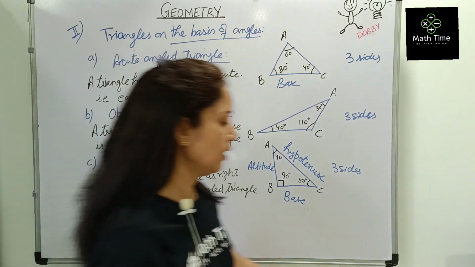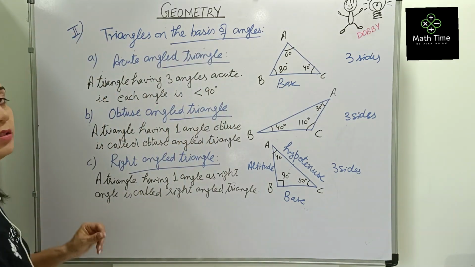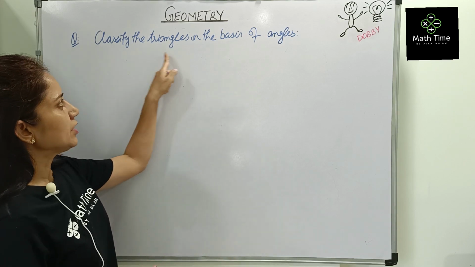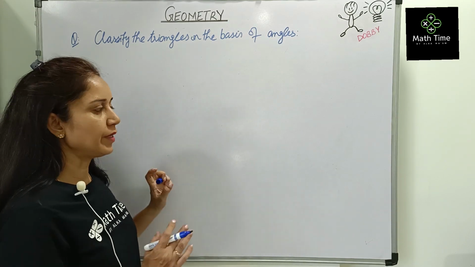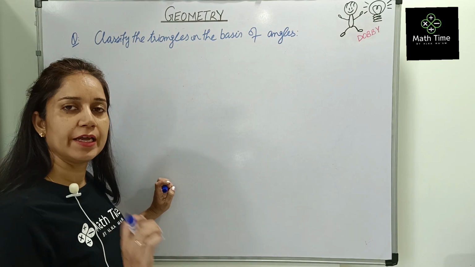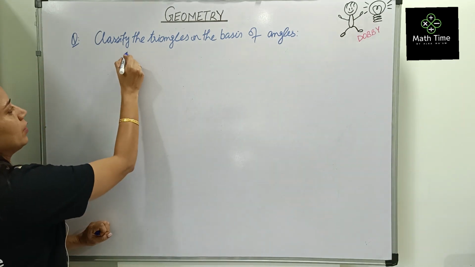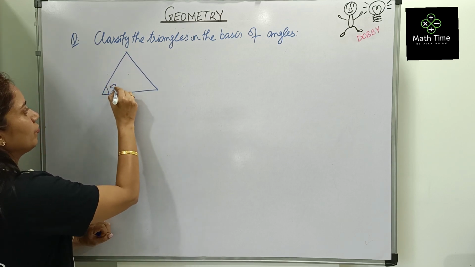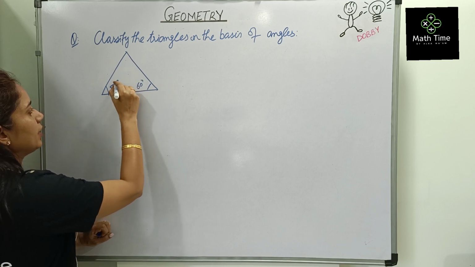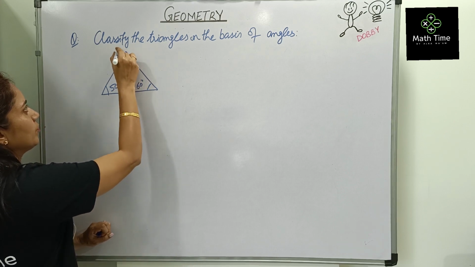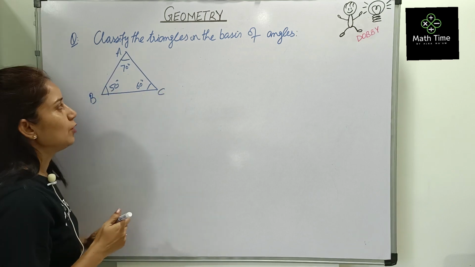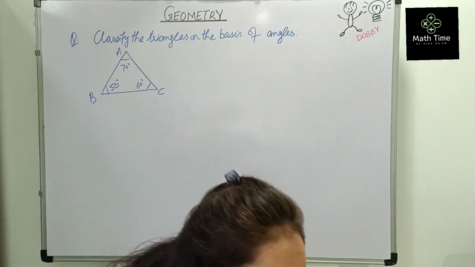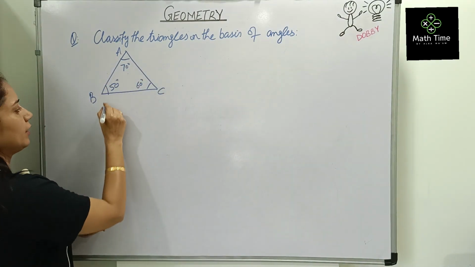Continuing further, let us do some of the questions now based on the types of triangles. Question number 1. Classify the triangles on the basis of angles. Some triangles are given to us along with the angles. We have to just identify them. So, try along with me. This is one of the triangles: 50 degree, 60 degree and here 70 degree, suppose. Triangle ABC. Tell me, the triangle having all three angles acute is called which triangle? Acute angle triangle.